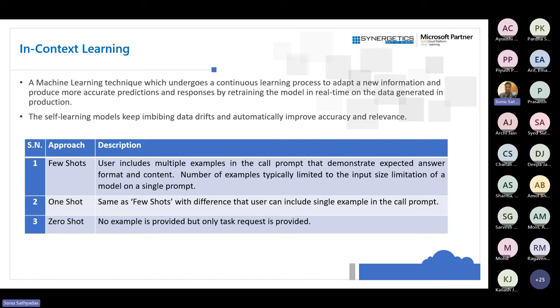That is better. Sometimes you can give a single example also, which we call one shot, the same as few shot, with the difference that the user can include a single example in the call prompt. So if the user is including a single example, then we typically call it one shot learning. But if there are no examples provided, then it's called zero shot learning. That means there is no example, so it simply generates a result. So n-shot learning simply refers to one or more examples that we can provide along with the prompt.